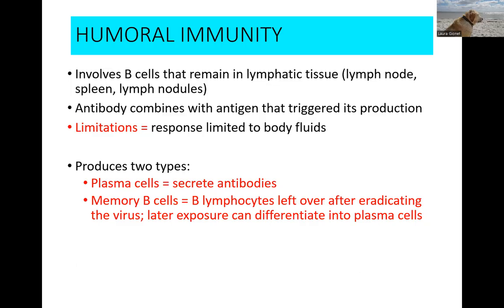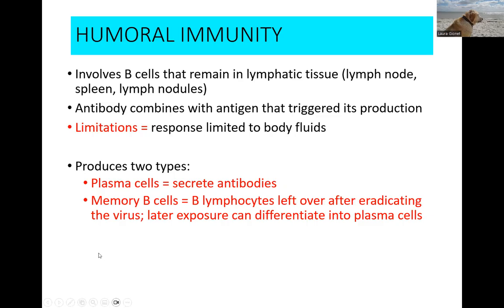Humoral immunity involves B cells that remain in lymphatic tissues: lymph nodes, spleen, and lymph nodules. Antibodies are going to be made in these B cells, which are now called plasma cells, and they get released in massive numbers into plasma. All right, so now they're going to be free floating, kind of like how your anti-A's and anti-B's would be floating in blood. So the limitation of the humoral immunity is that those antibodies will only go where those fluids can be transported through the cardiovascular system.